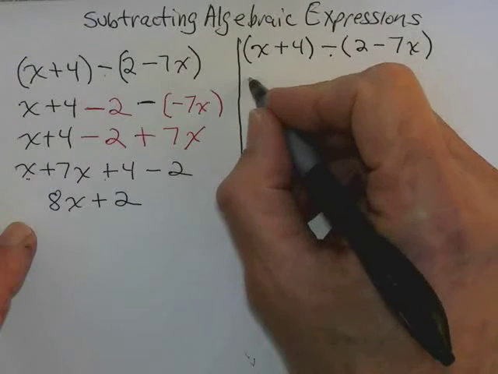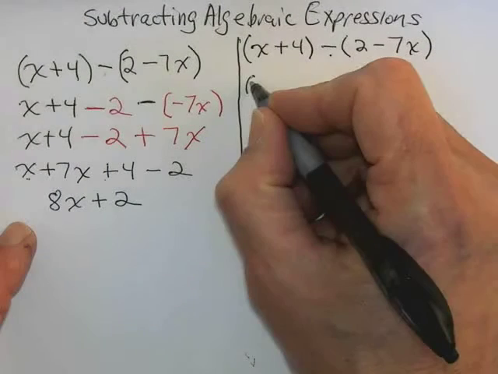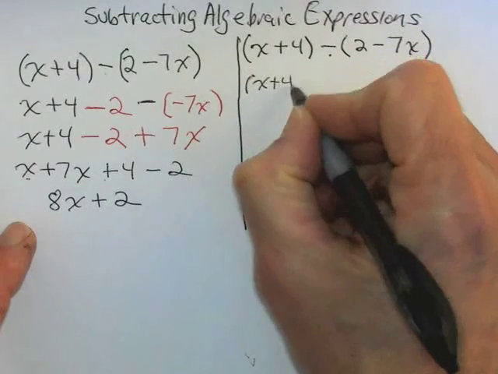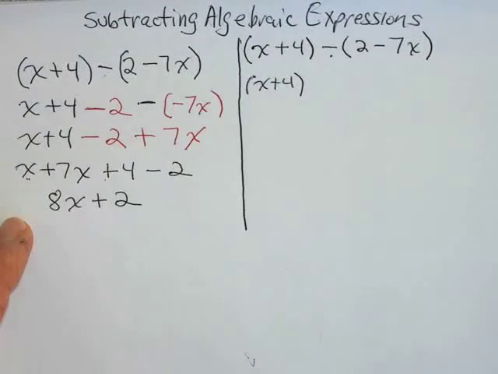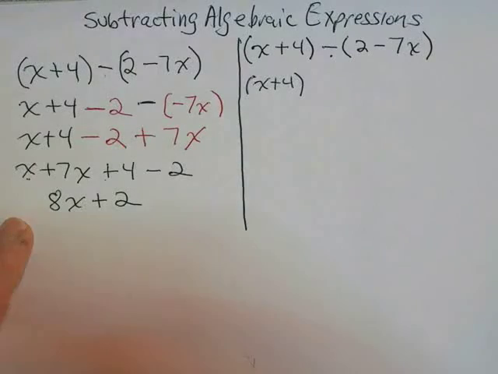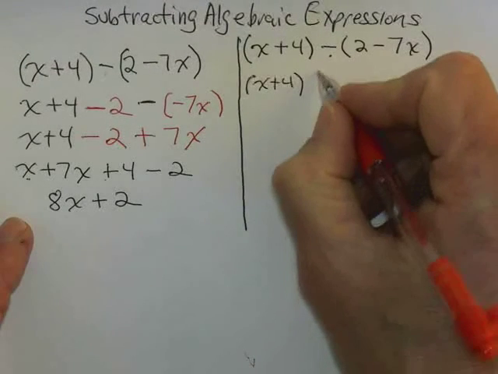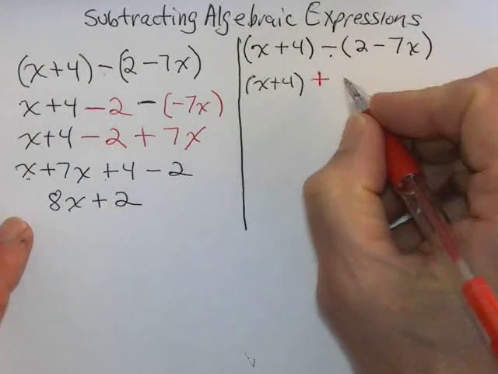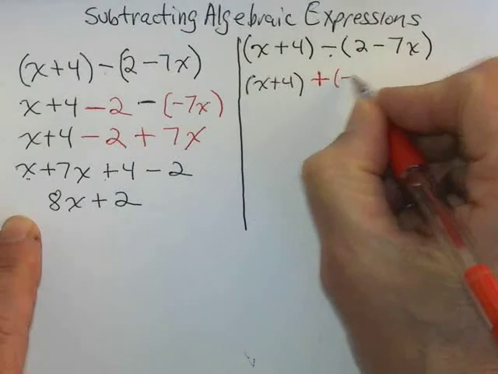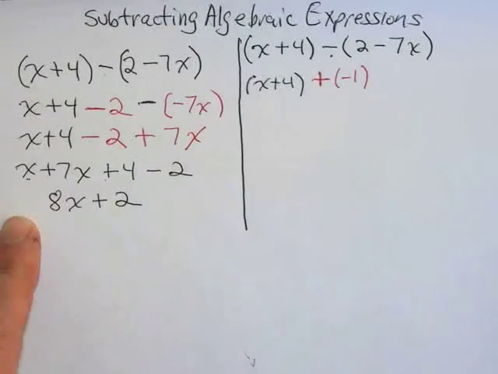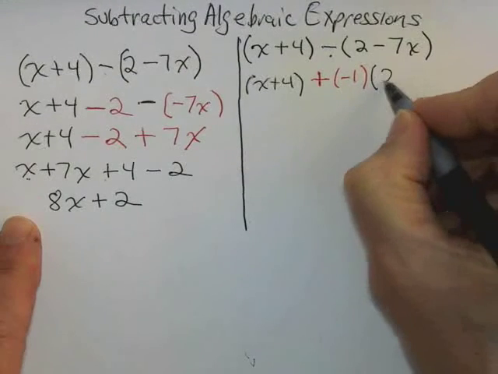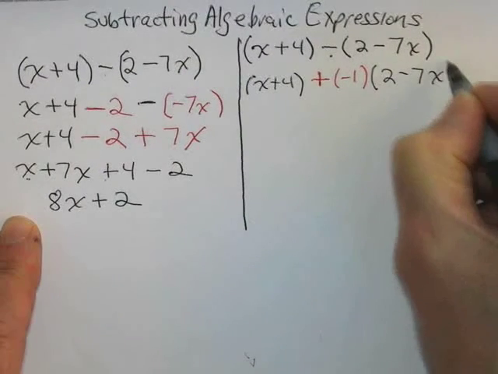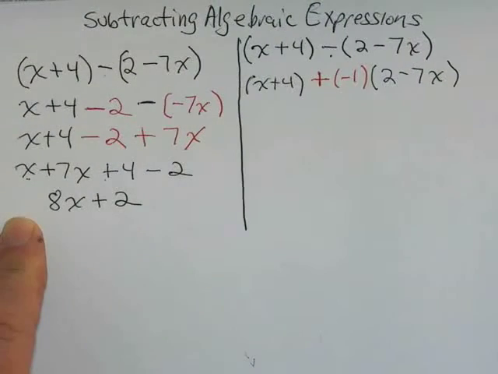Once again, as in my last example, the x plus 4, which I'll leave in parentheses for a moment, is not going to change. But I'm going to take this subtraction symbol and make it into an addition symbol. Now I'm going to put a negative 1 out here. I still have those parentheses around my 2 minus 7x, and now I'm going to distribute. So let's see what that ends up looking like.